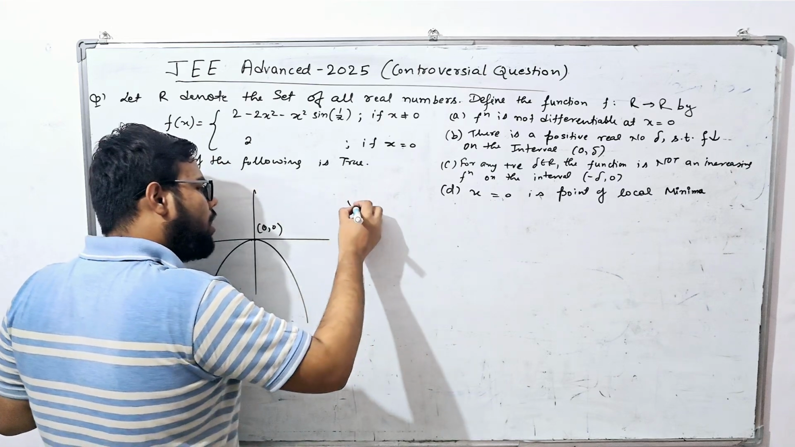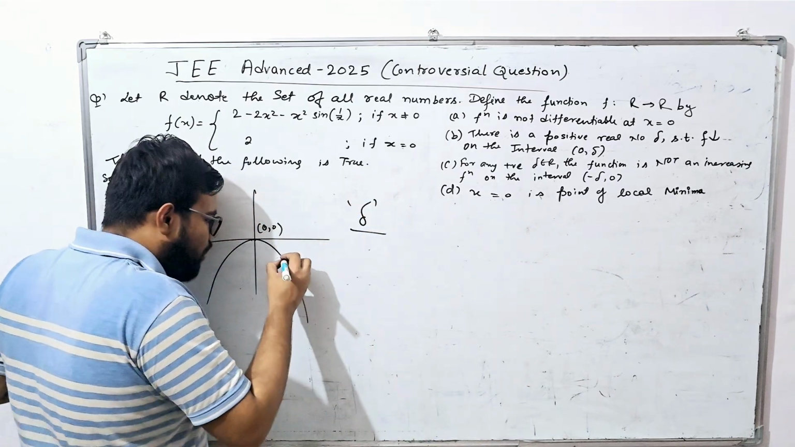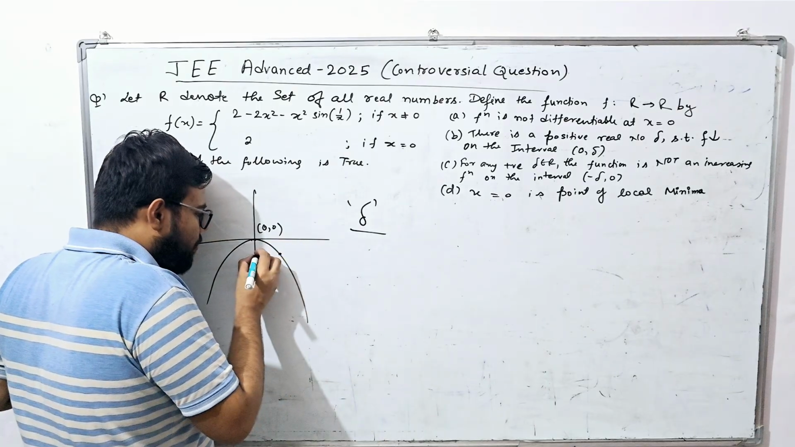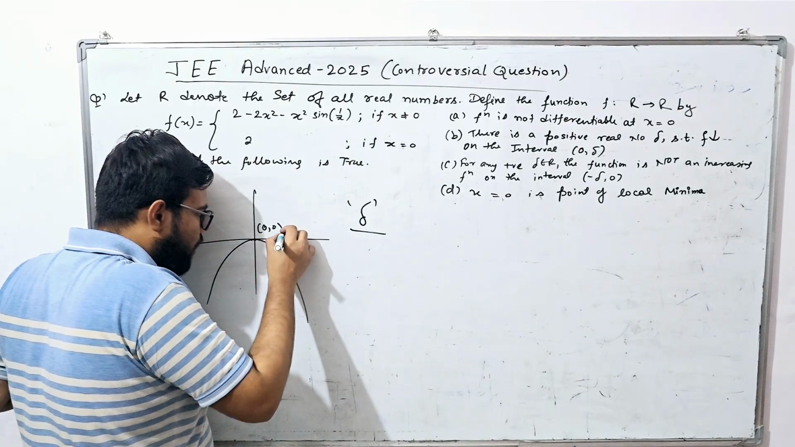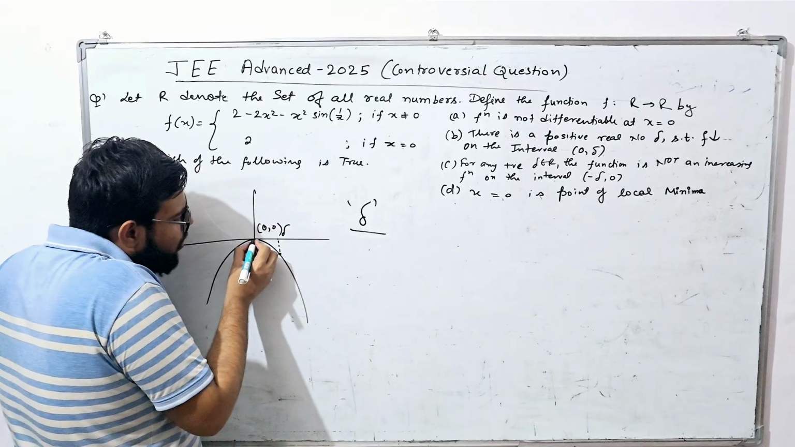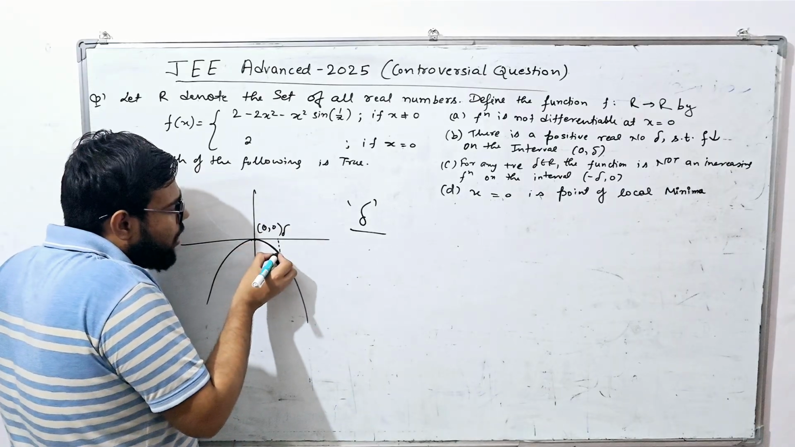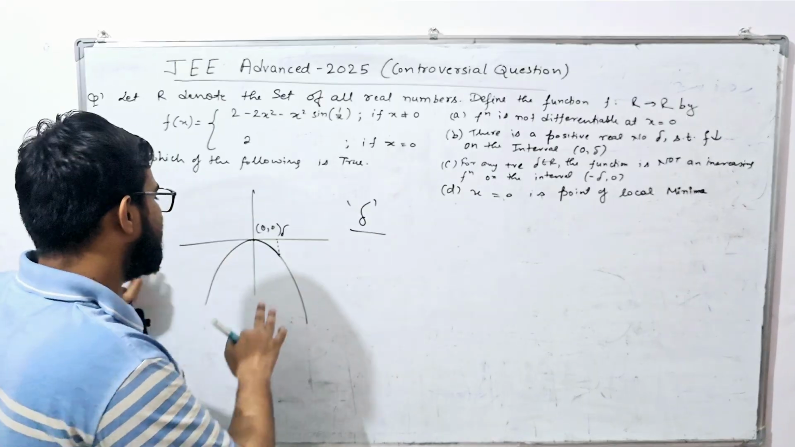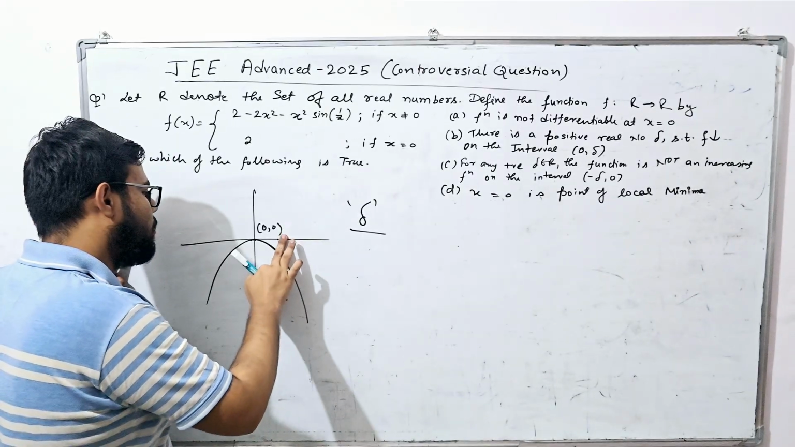Now suppose we choose a delta such that the function is decreasing. Suppose this is your delta, right, over here. So of course in this domain the function is decreasing, right? Correct. Okay, now let's modify this graph a bit to understand it properly.